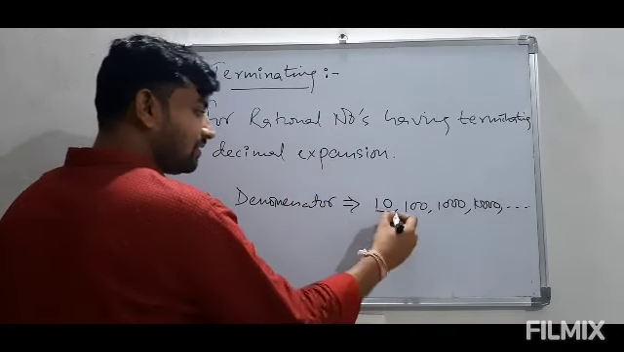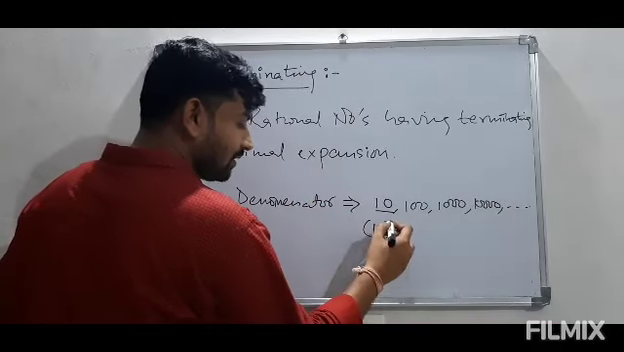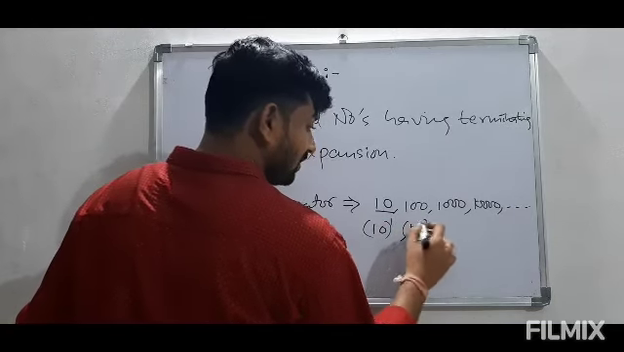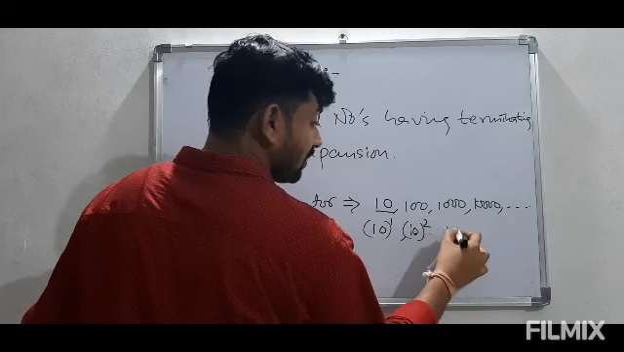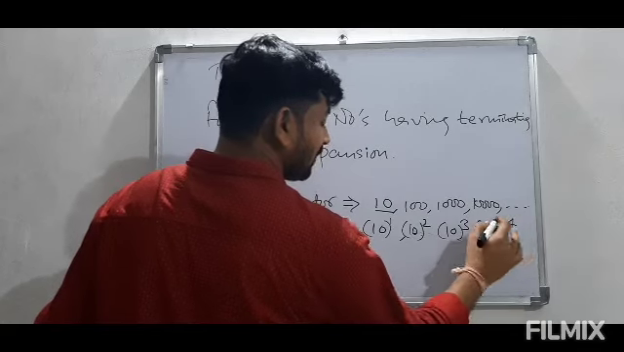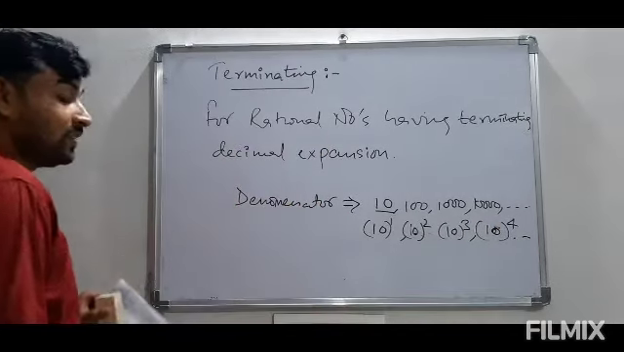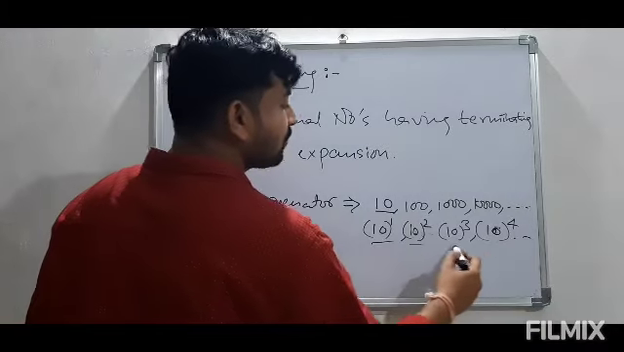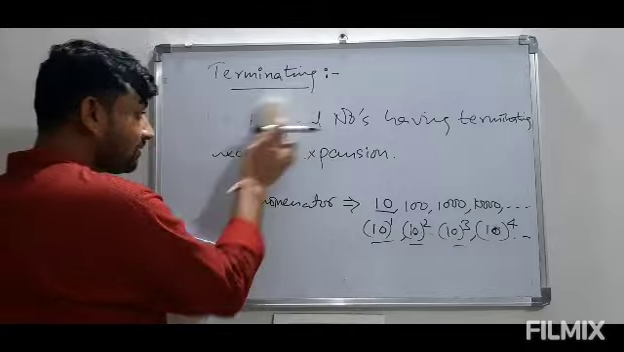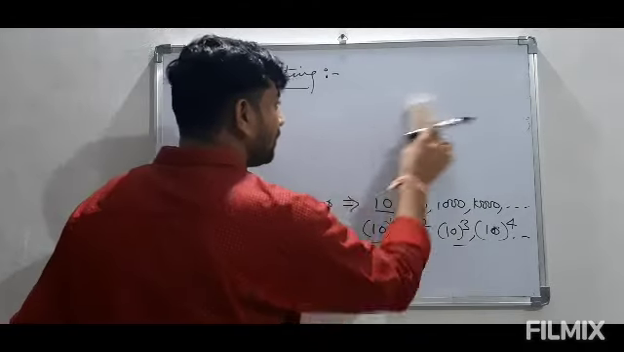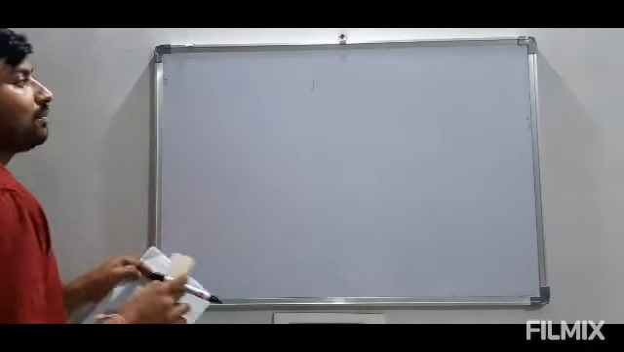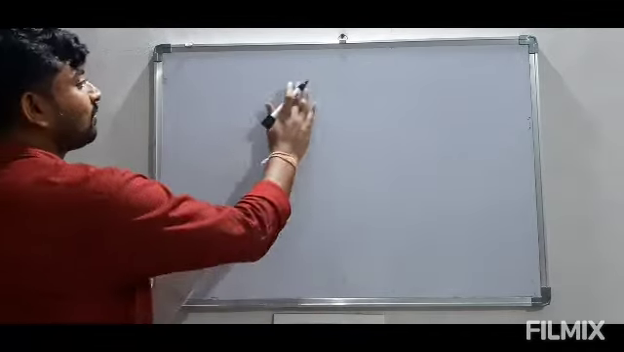Now when we look at this, 10 can be written as 10 power 1, 100 can be written as 10 power 2, 1000 can be written as 10 power 3, 10,000 can be 10 power 4 and so on. So when we look at the denominators, we have numbers in powers of 10 only. This is a really important fact for us that I am going to include in my next discussion, that the denominator will be 10 or powers of 10.